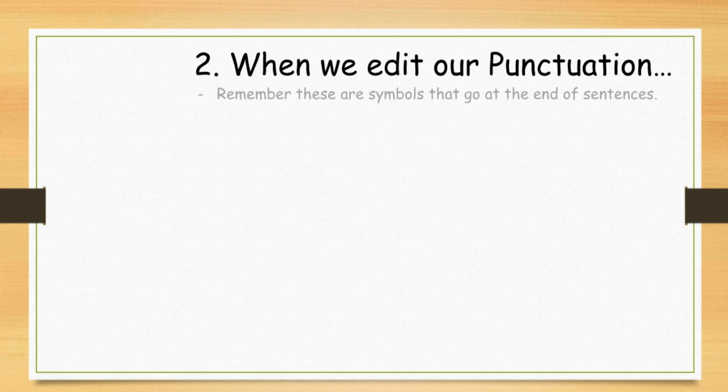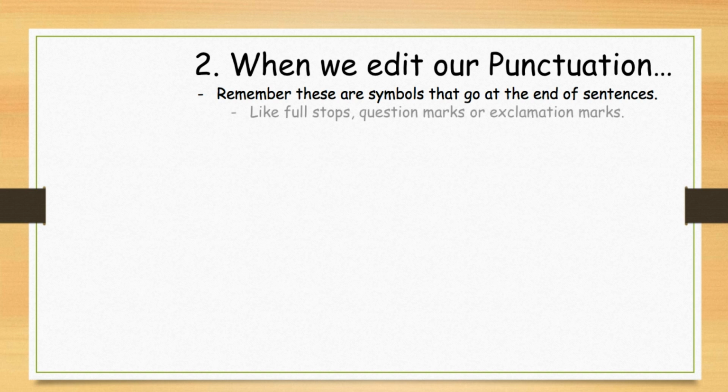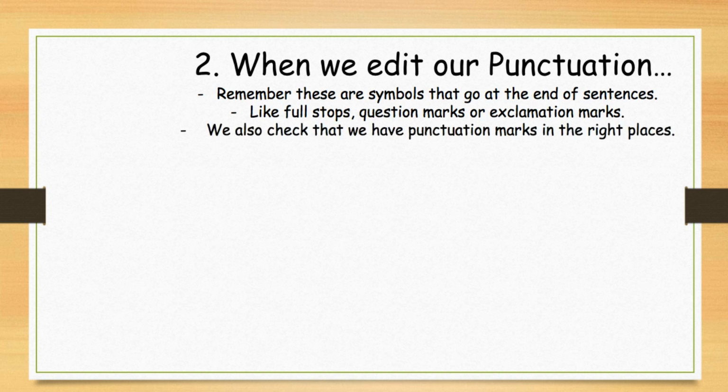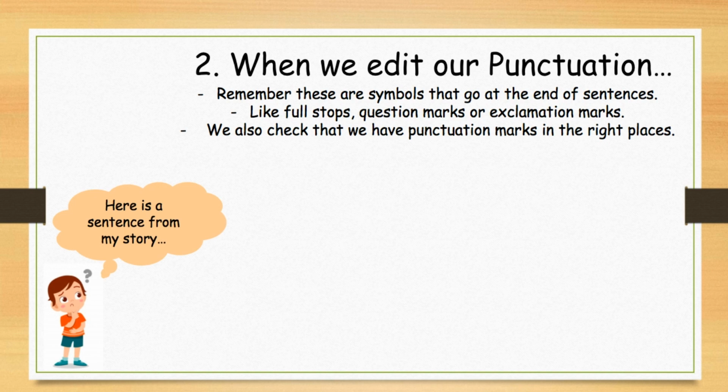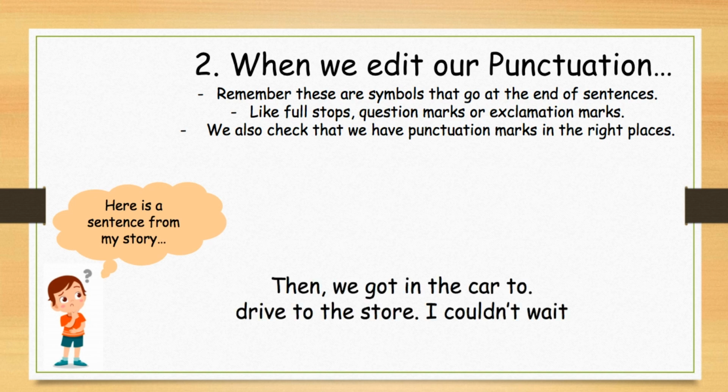When we edit our punctuation, remember these are symbols that go at the end of sentences, like full stops, question marks, or exclamation marks. We also check that we have punctuation marks in the right places. Here is a sentence from my story. Then we got in the car to drive to the store. I couldn't wait.